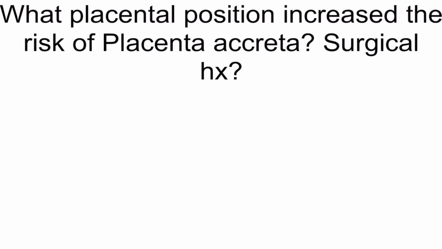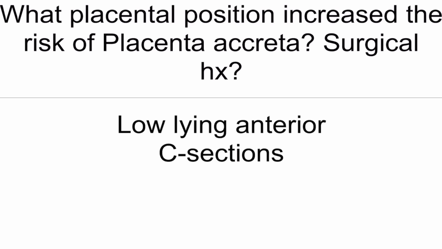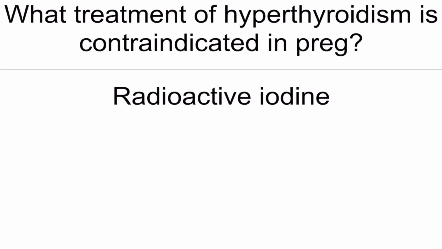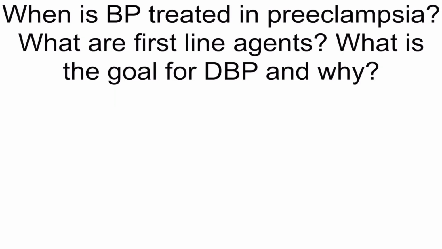What placental position increased the risk of placenta accreta? And what's the surgical history? Low-lying anterior and surgical history of C-sections. What treatment of hyperthyroidism is contraindicated in pregnancy? Radioactive iodine. When is BP treated in preeclampsia?